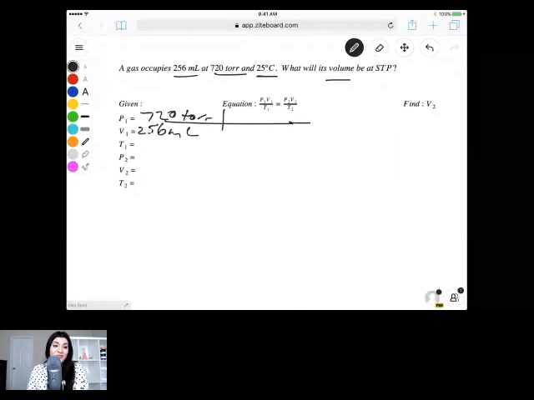We do have to convert because our pressure at STP is 1 atmosphere. We can't plug in torr and atmosphere in the same question. So you do have to convert those torr down to atmospheres. So I'll plug in that 260 torr per every 1 atmosphere, divide those values. So 720 divided by 760. Let's see what that gives us.